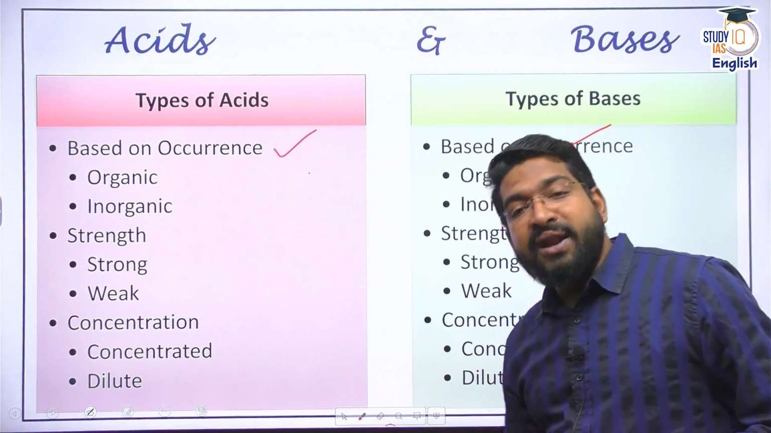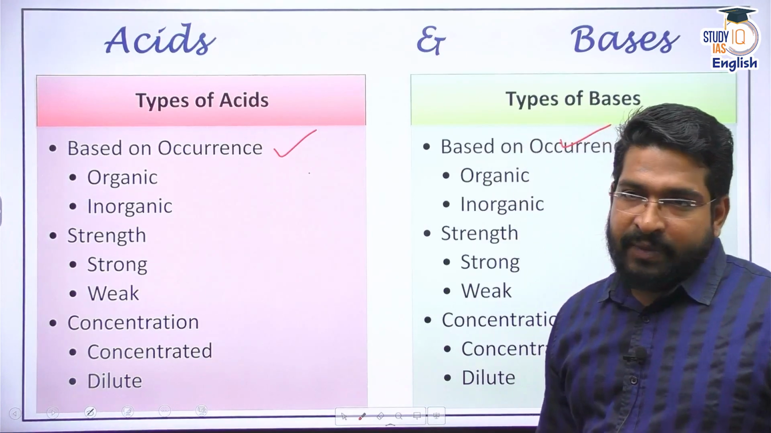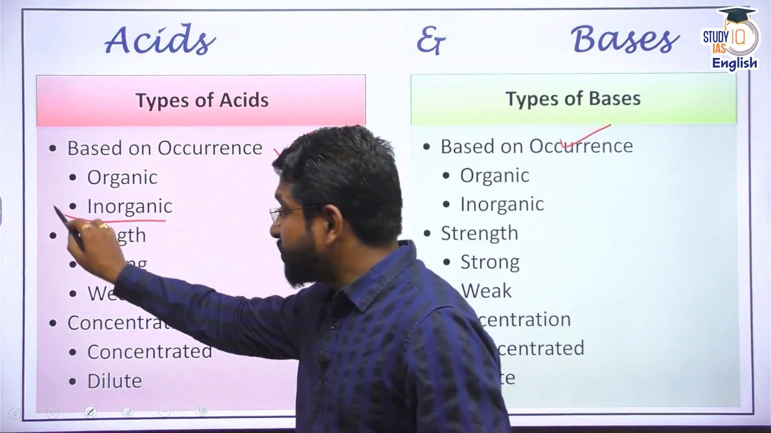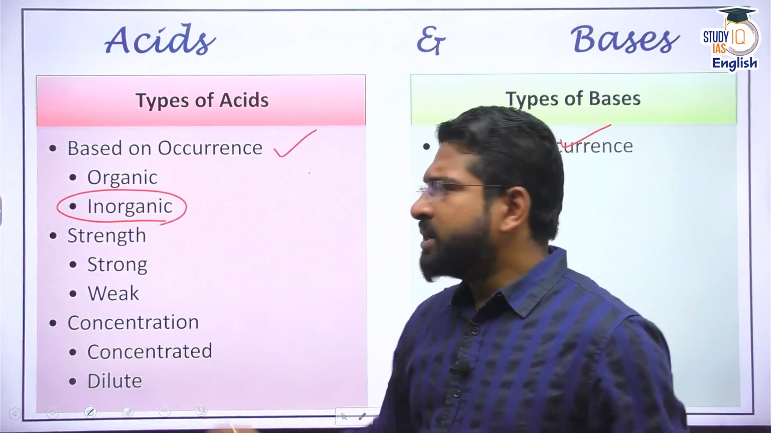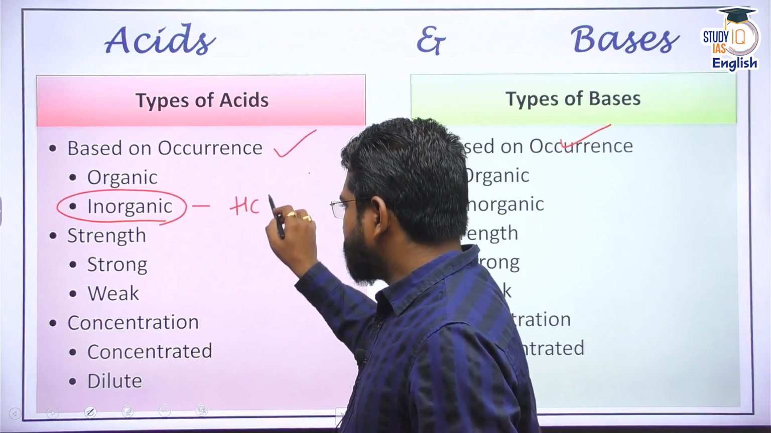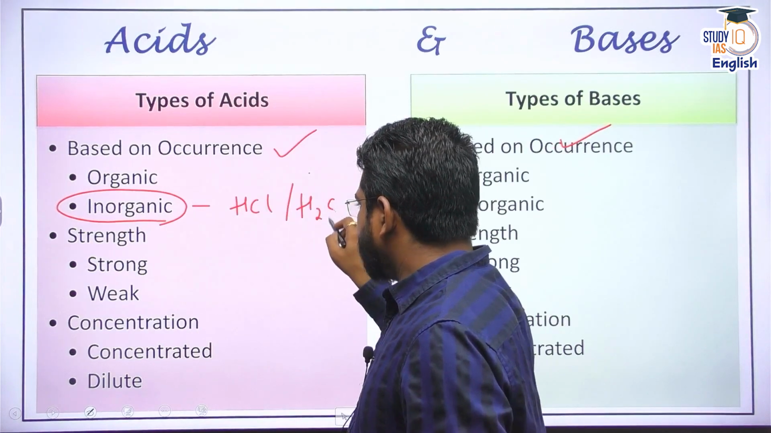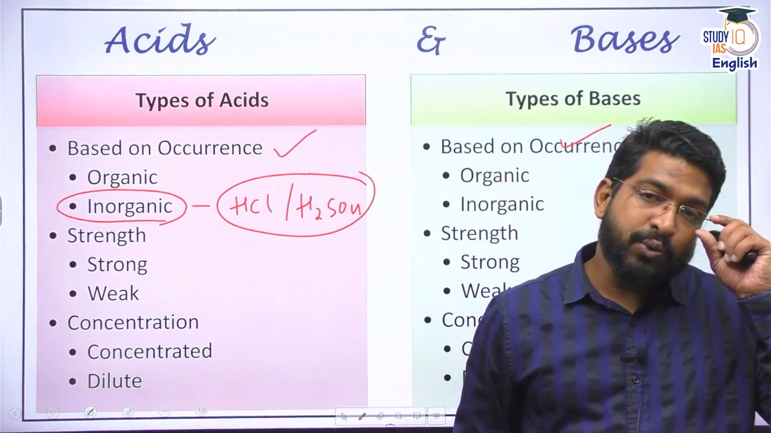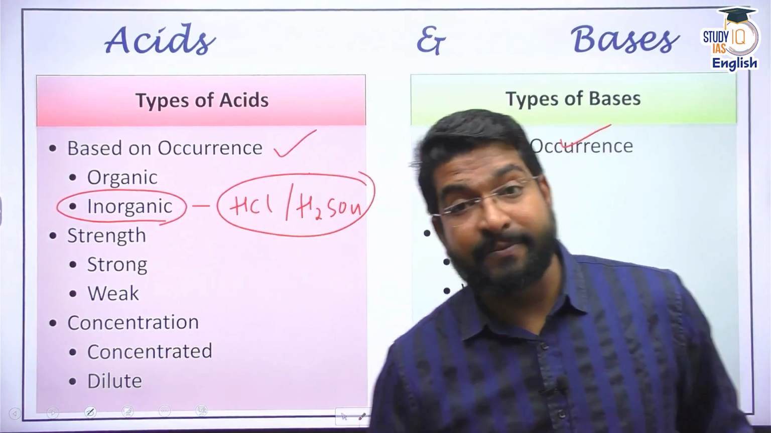Organic means one that occurs naturally. Organic acids are the ones which occur naturally. Inorganic ones are the ones which we produce in our laboratory. For example, HCl, hydrochloric acid, H2SO4, sulfuric acid, nitric acid, all these are inorganic acids that we use in our chemical laboratories for testing.